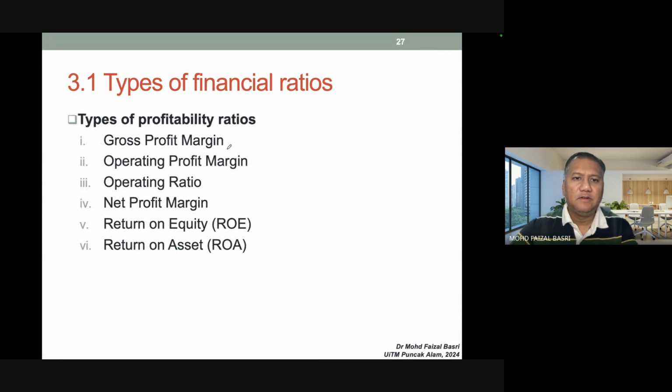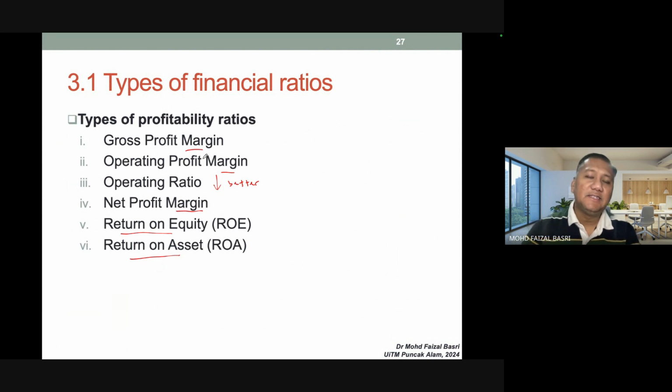Okay, out of all these ratios, operating ratio, the lower the better. The rest of the ratios, the higher the better. Those with the word margin, all the ratios, the higher the better, and return on equity, ROE, and ROA too, the higher the better. So for these profitability ratios, the name of the ratio can also signify the formula.